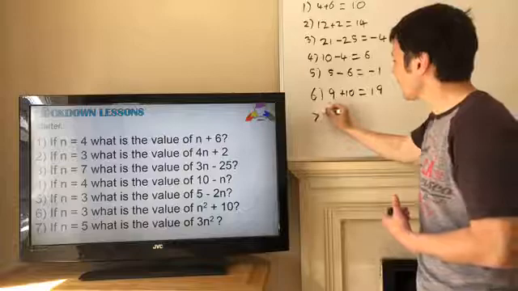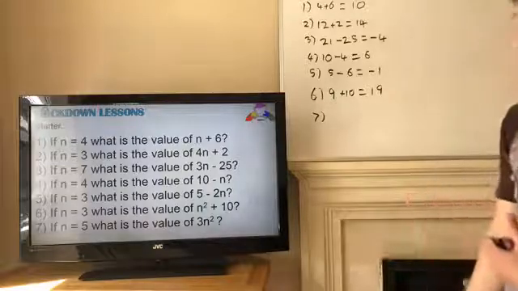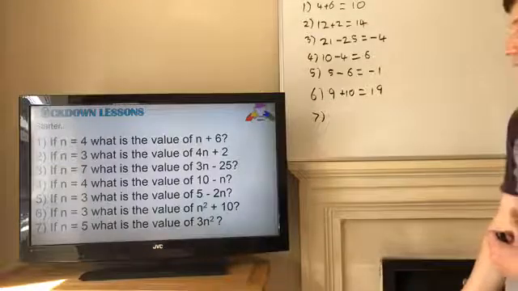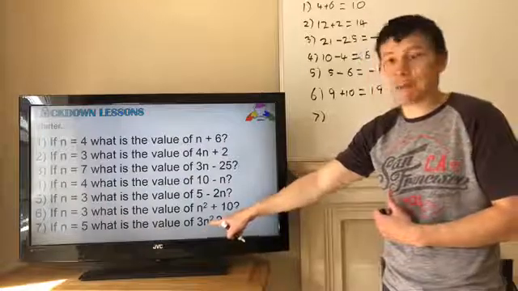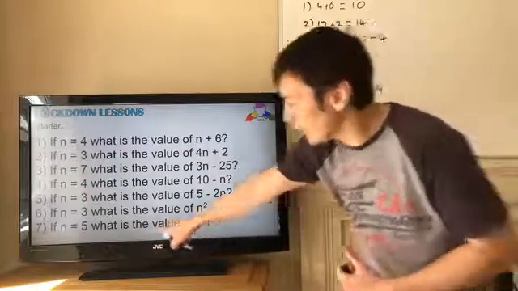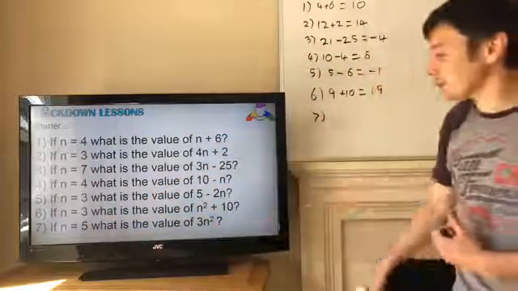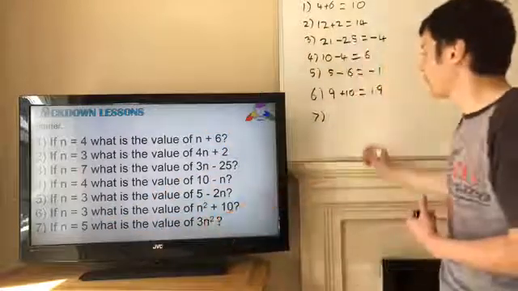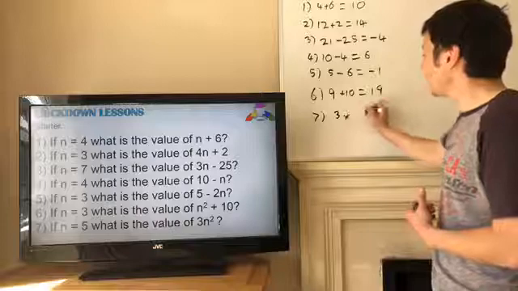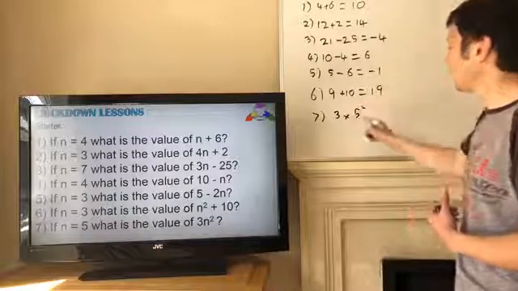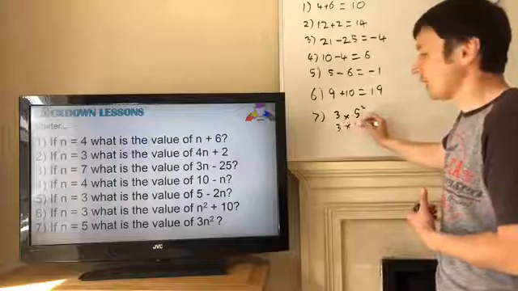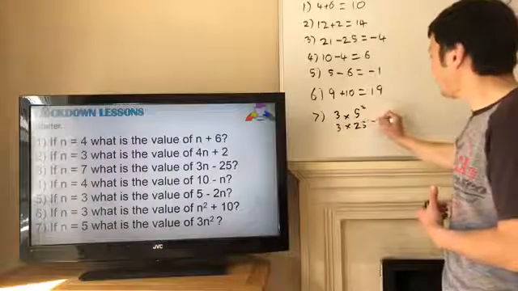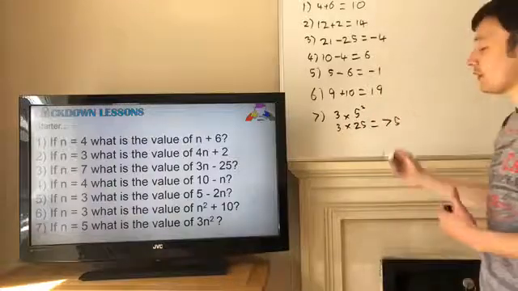And question 7, potentially the hardest question on there, 3n squared. We square before we times. It is just the n being squared. So we are doing 5 squared and then timesing it by 3. So it's 3 times 5 squared. 5 squared is 25. So it's 3 times 25, which equals 75.